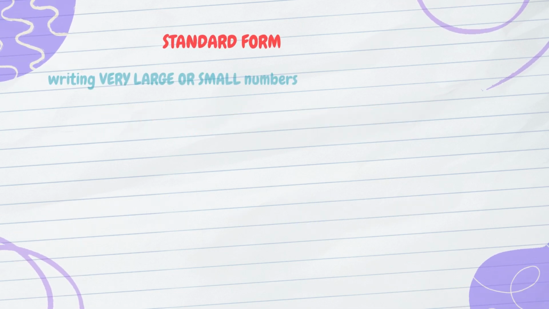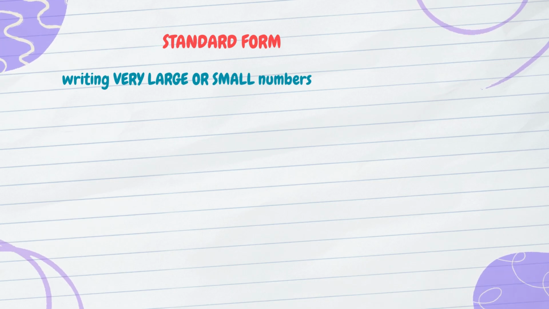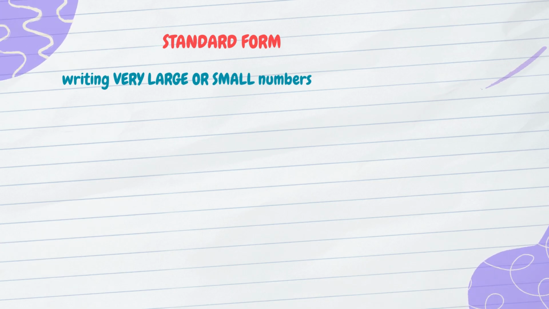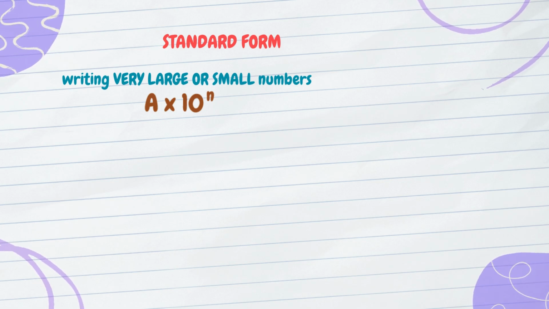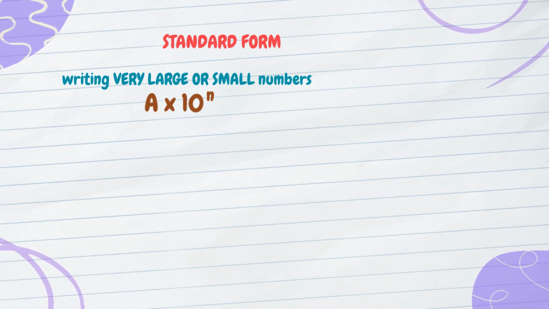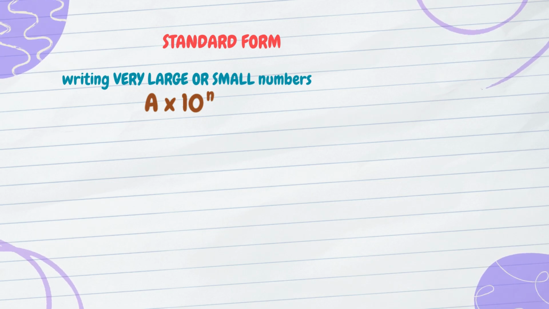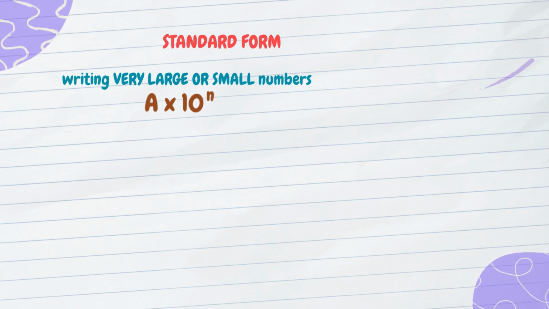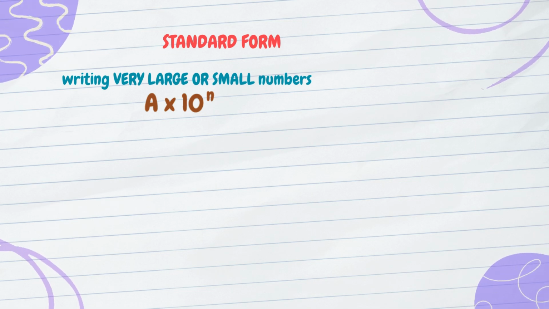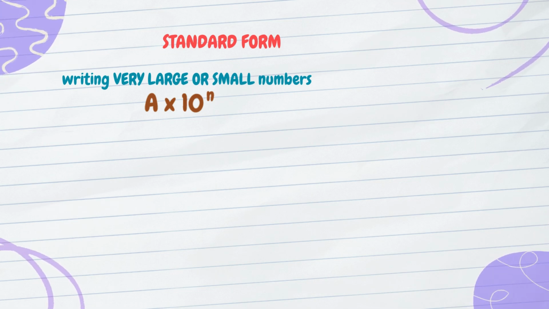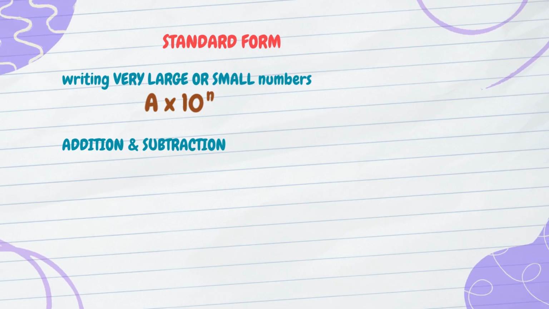Standard form is a way of writing very large or small numbers. They are written as the general formula, a times 10 to the power n, where a is a number from 1 to 9, and n is an integer. Standard forms can be added, subtracted, multiplied, and divided. Let's start with the addition and subtraction of standard forms.